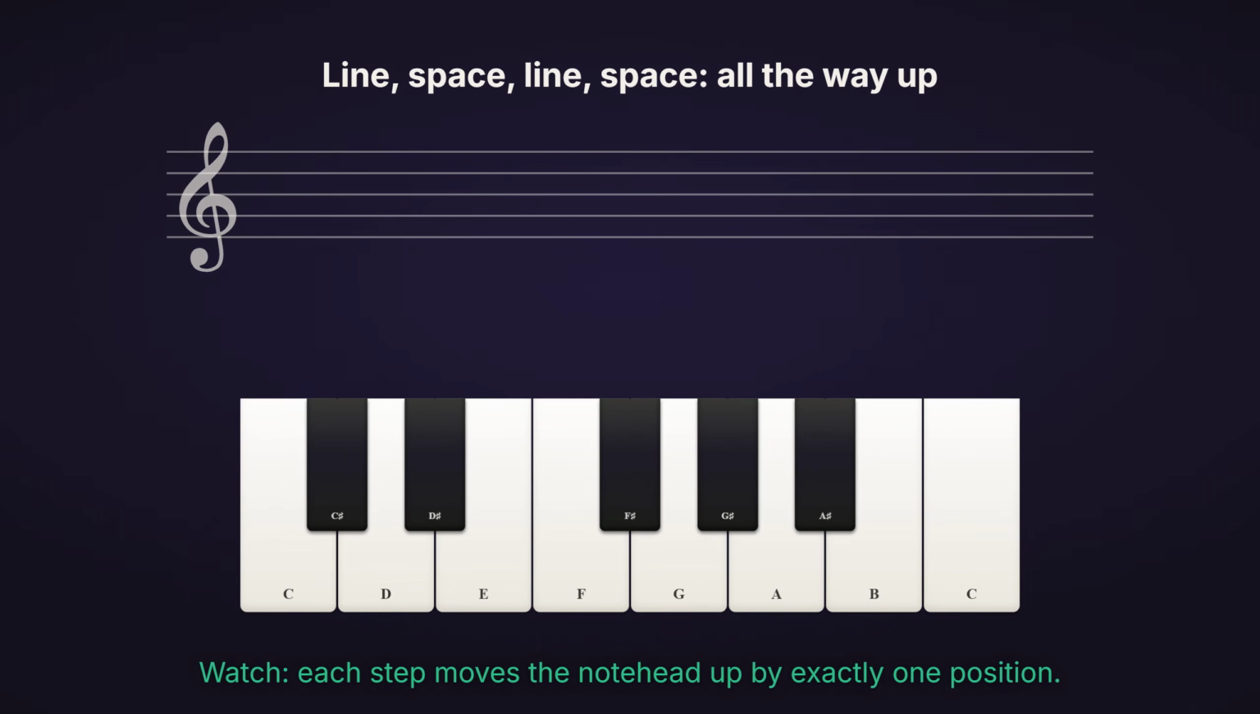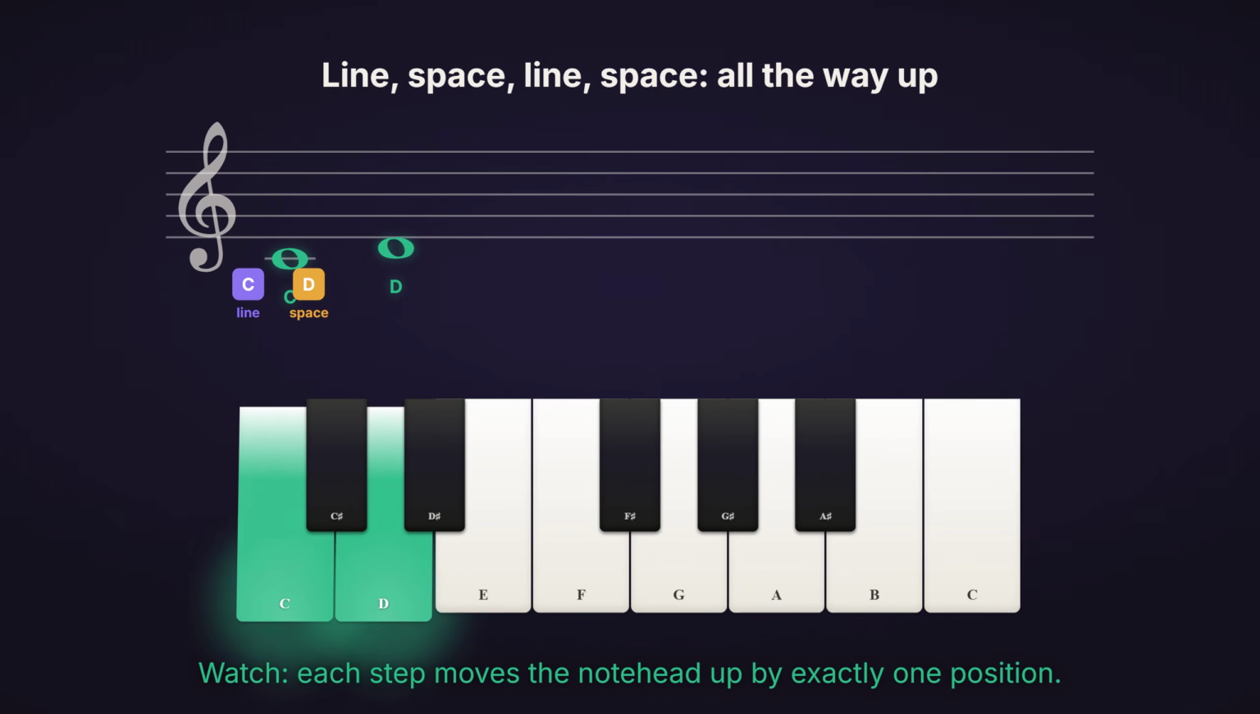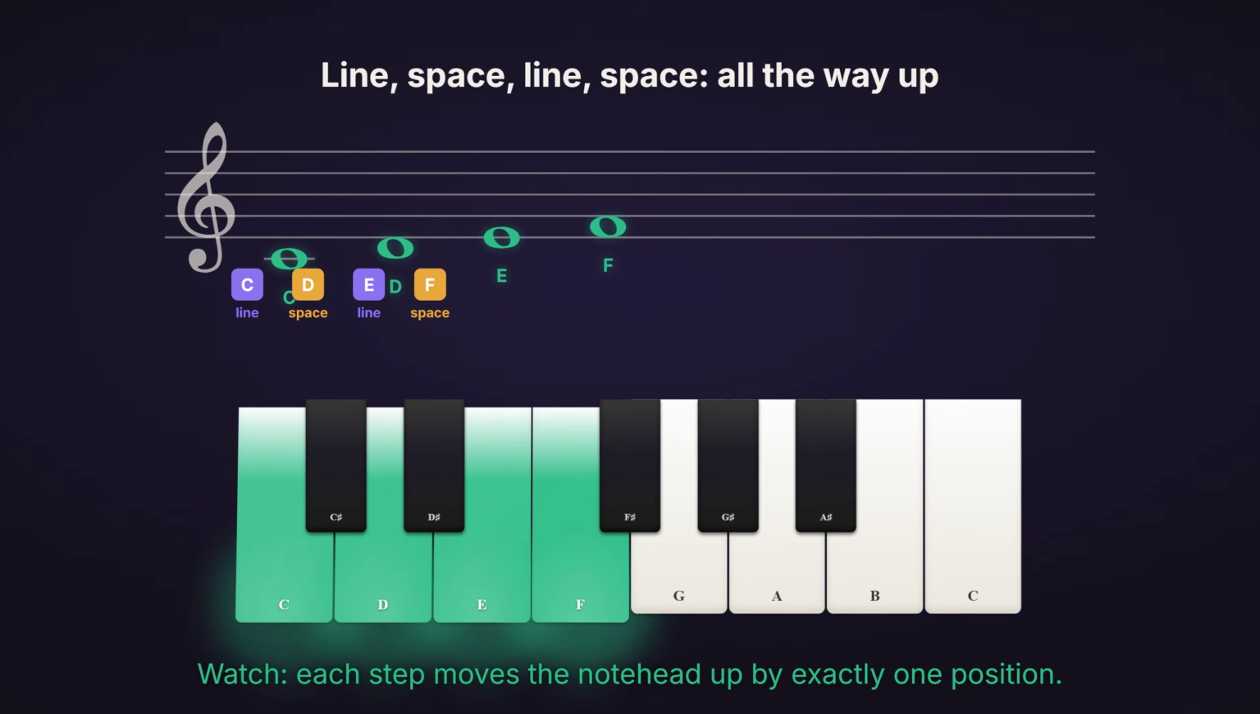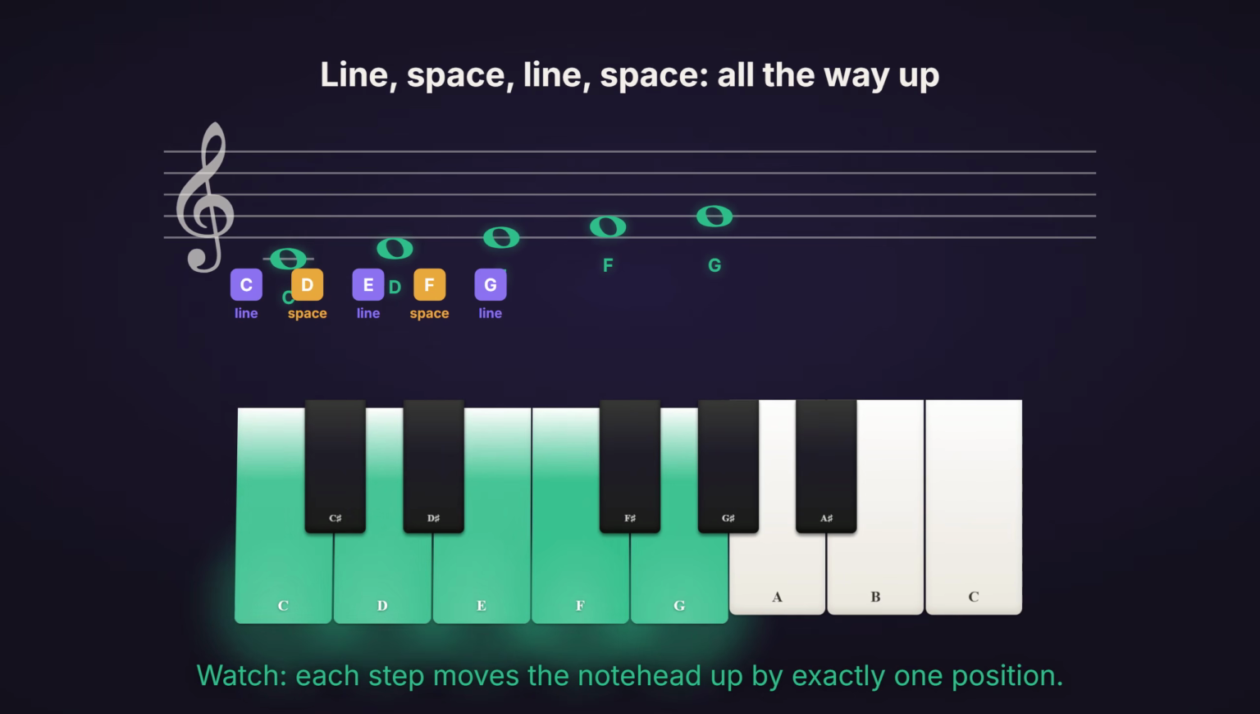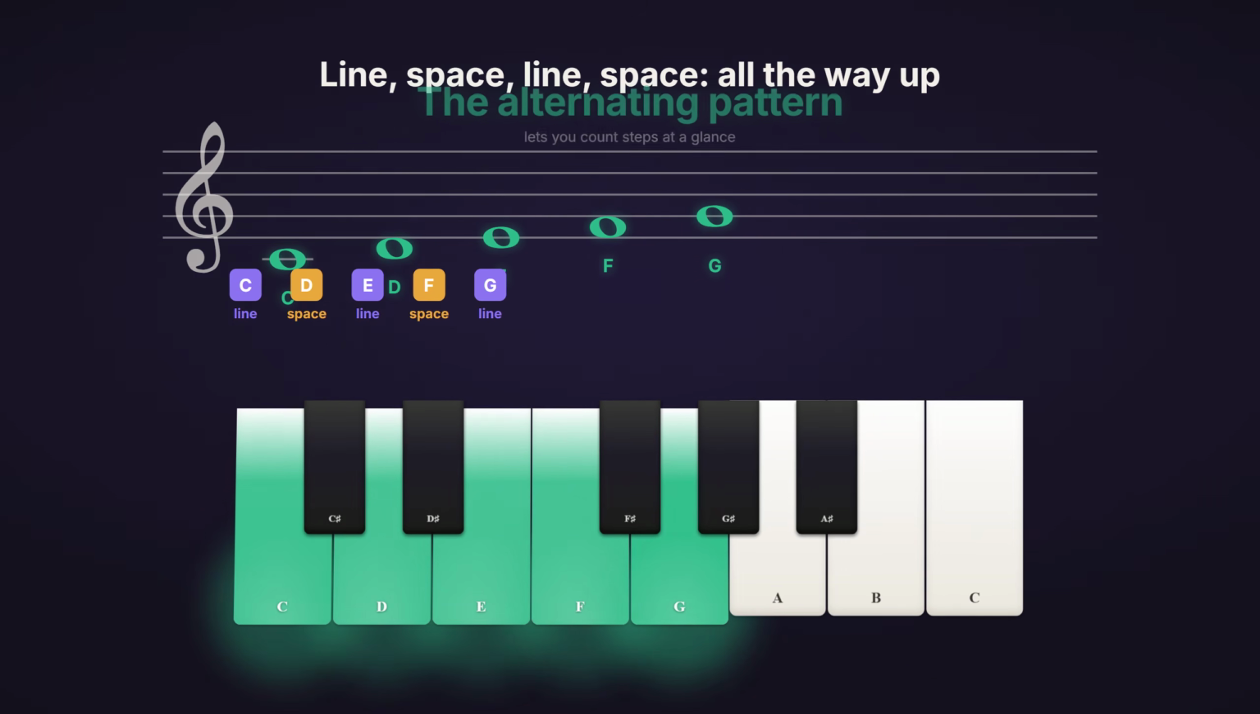Watch this short run. The note C sits on a line. Step up to D and it moves into the space above. Step up to E and it lands on the next line. Step up to F and into the space, then G back onto a line. Every single step moves the note head up by exactly 1 position, alternating between lines and spaces all the way. That alternating pattern is what lets you count steps at a glance without stopping to think.